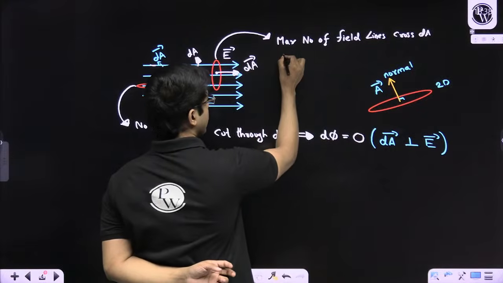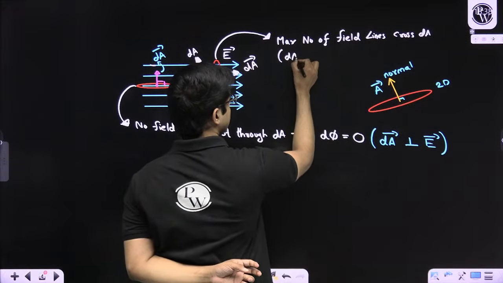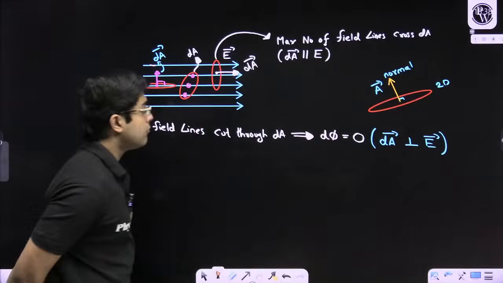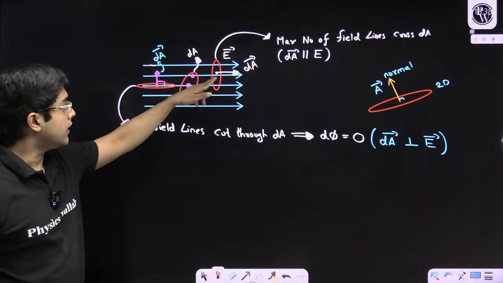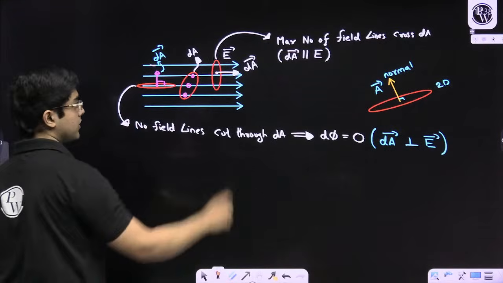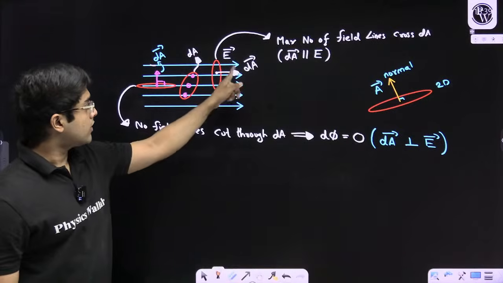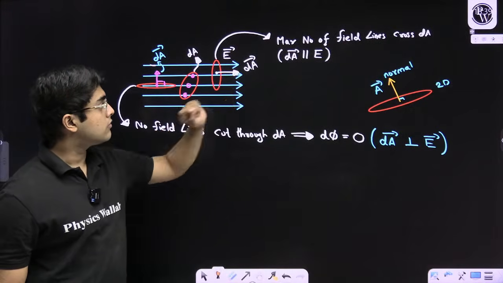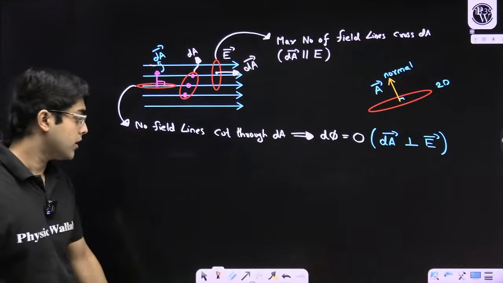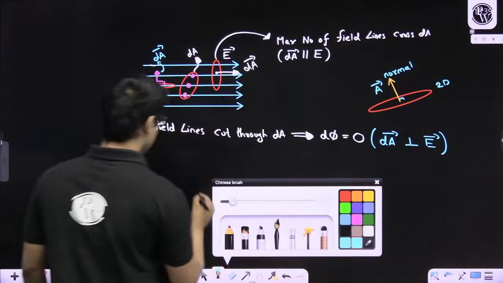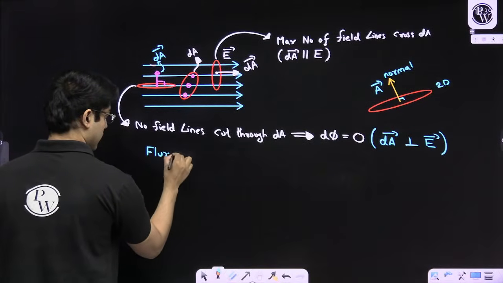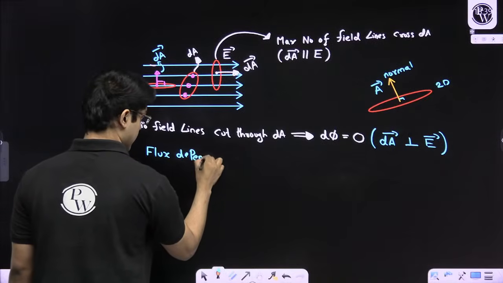And what is the speciality of this case? In this case, the area vector is parallel to the electric field. So the flux, or the number of field lines crossing the area, clearly depends on the orientation. Orientation means how you are placing this area in the electric field. If the area vector and electric field are parallel, then flux is maximum. If they are perpendicular, then flux is minimum. So flux depends on the orientation. That's the first thing.